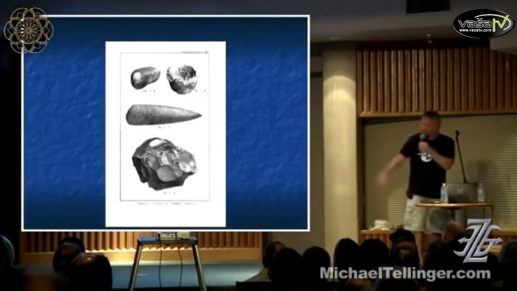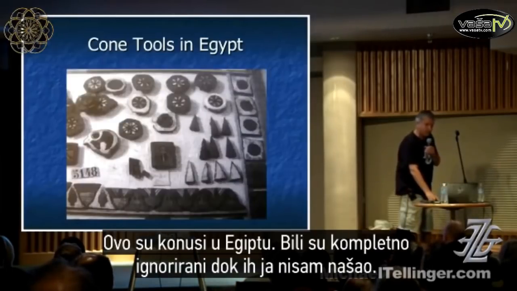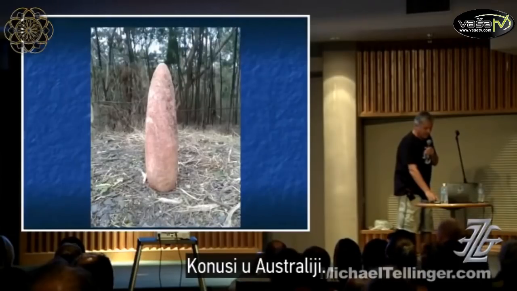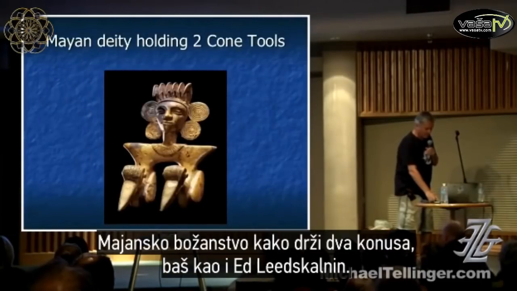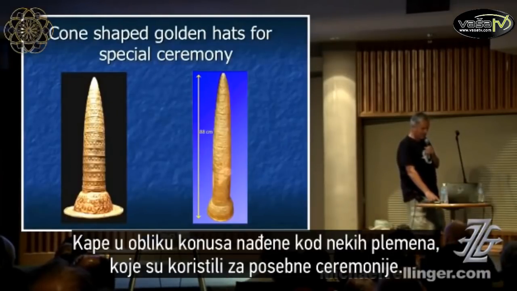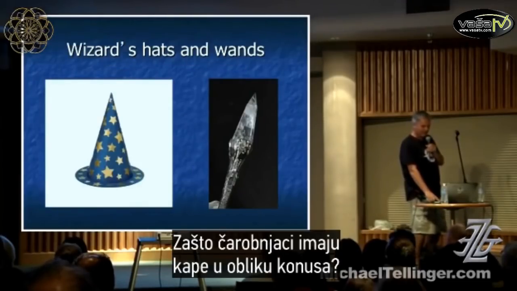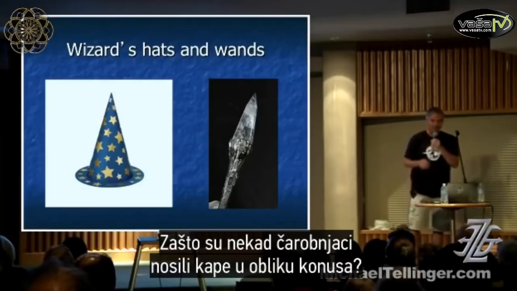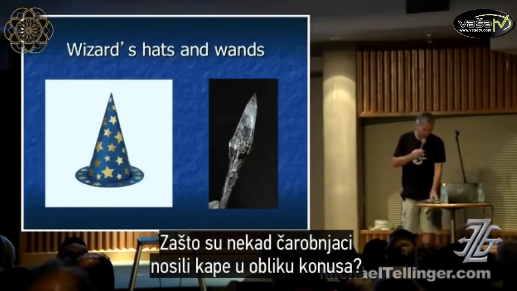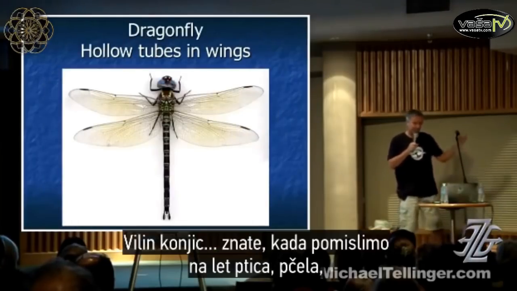This is from an iron mine in England. These are cones in Egypt. They were completely ignored until I found them. Cones in Australia. A Mayan deity holding two cones, just like Edward Leedskalnin was apparently seen. These cone-shaped hats are found in some tribes and were used for special ceremonies. Why do wizards have hats as cones, and why are wizards' wands cone-shaped? And this gets really exciting.